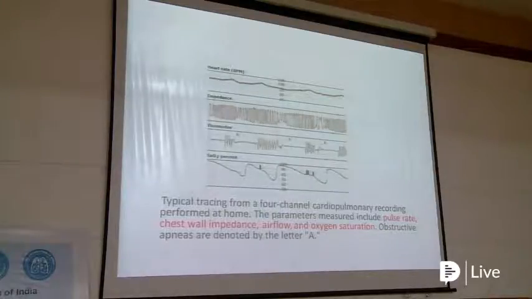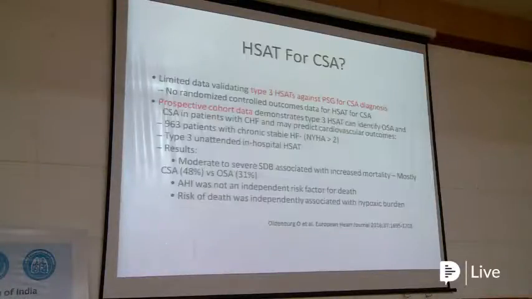This is a typical tracing from a 4-channel cardiopulmonary recording performed at home, showing the pulse rate, chest wall impedance, airflow and oxygen saturation.